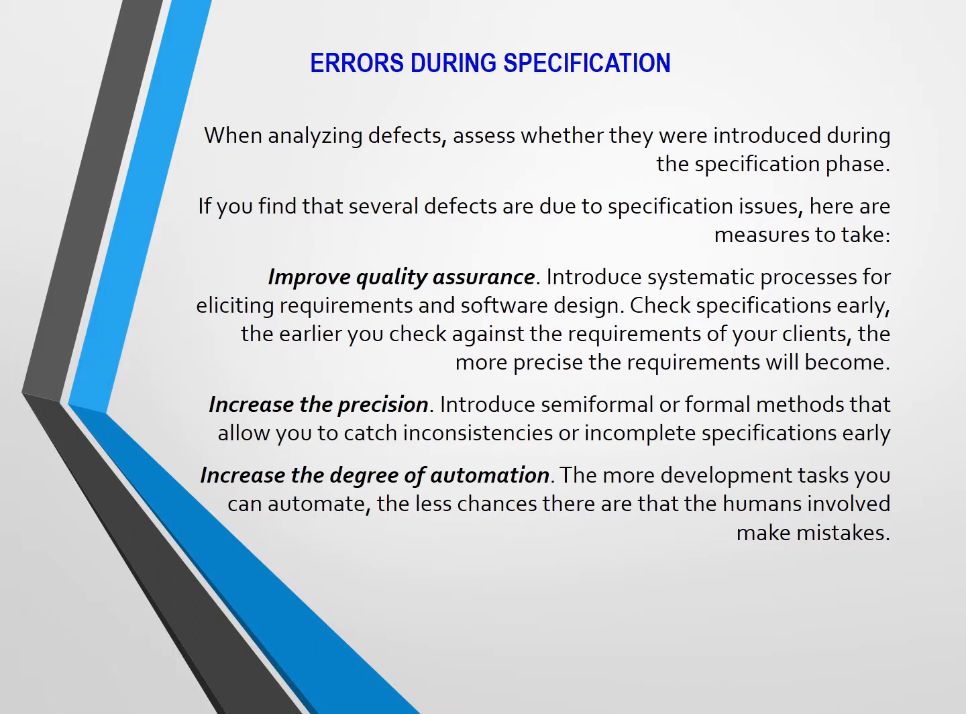Increase the precision. Introduce semi-formal or formal methods that allow you to catch inconsistencies or incomplete specifications early. Increase the degree of automation. The more development tasks you can automate, the less chance there is that the humans involved make mistakes.